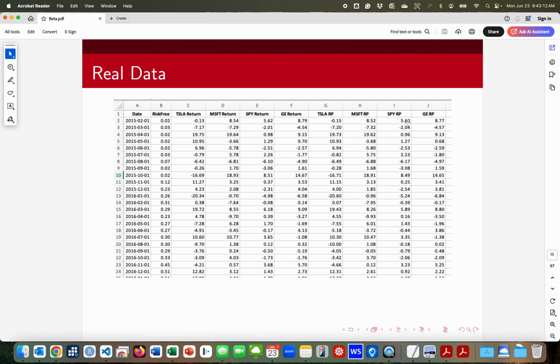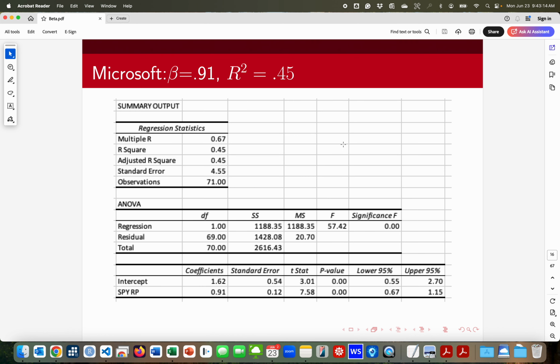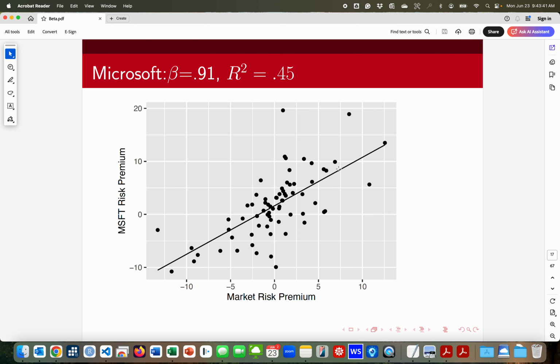So here are your risk premiums. And here are the regressions. If you look at Microsoft here, we estimated a beta of 0.91 and an R-square of 0.45. It is statistically different from 0. Again, your alpha is also statistically different from 0, but we don't care about alpha right now. We're only interested in estimating the beta. So using 71 observations, we estimated a beta of 0.91 for Microsoft with an R-square of 0.45.